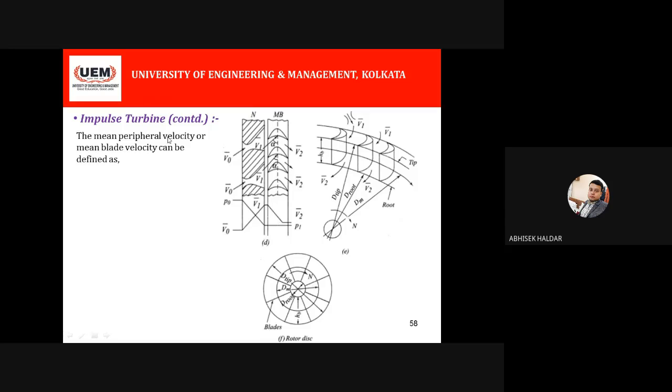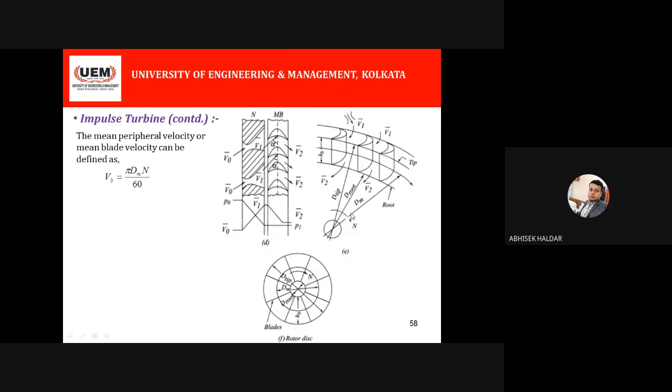The mean peripheral velocity, or the mean blade velocity, can be defined as pi Dm N by 60, where Dm is the mean diameter, as you can see from here. It is a very well known equation: pi DN by 60. If I want to calculate the linear velocity of the blade, Vb, N is the rpm, so I have to do pi DN by 60. Which D do I have to take?